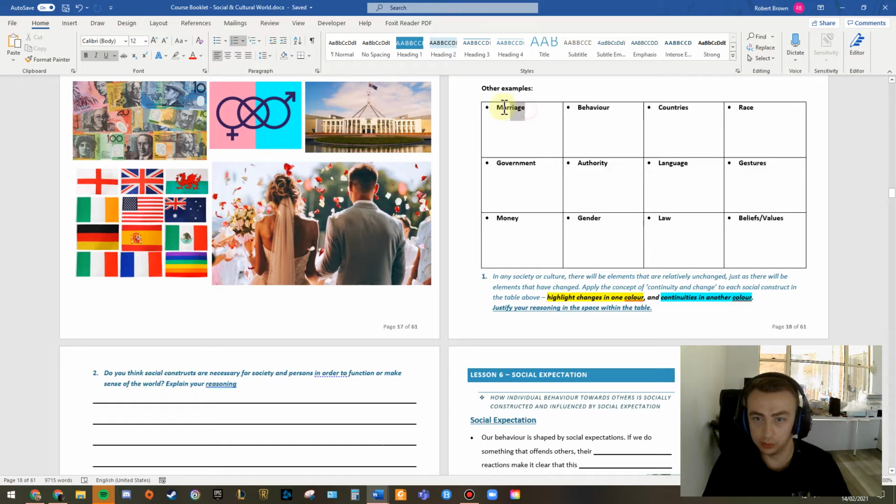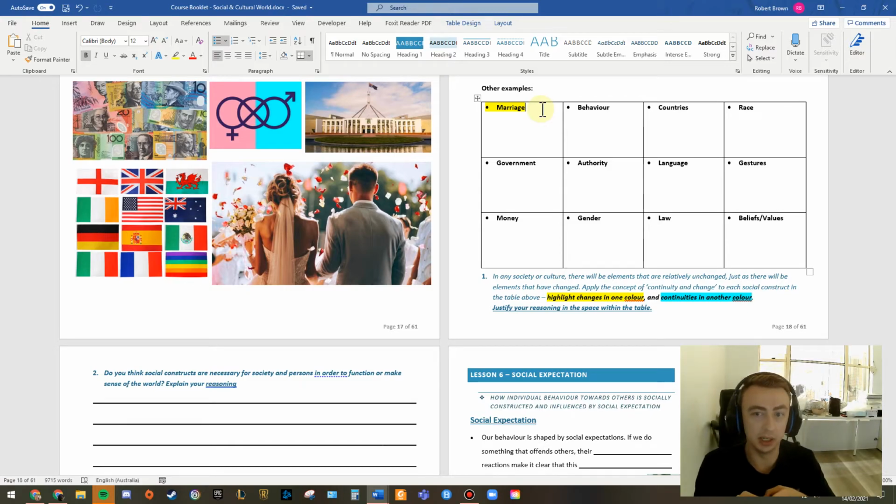So for example, marriage, I would say, is something that has changed in contemporary society. Marriage used to be strictly a religious practice. You could only engage in it if you were a Christian. And it used to also be exclusively between a man and a woman, but now that has both changed. You can get a civil, what are they called?